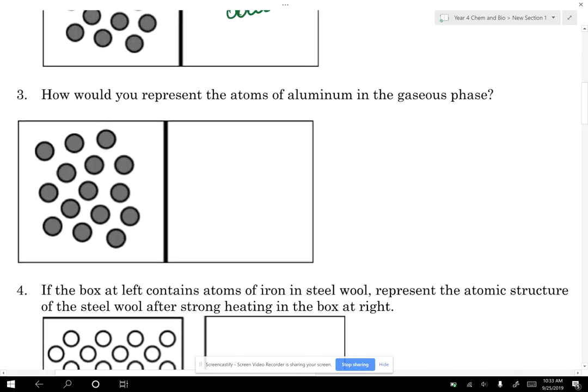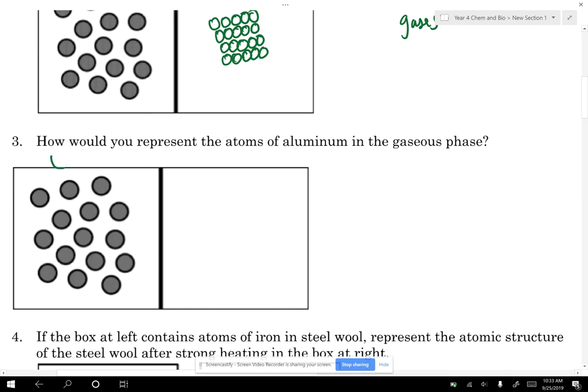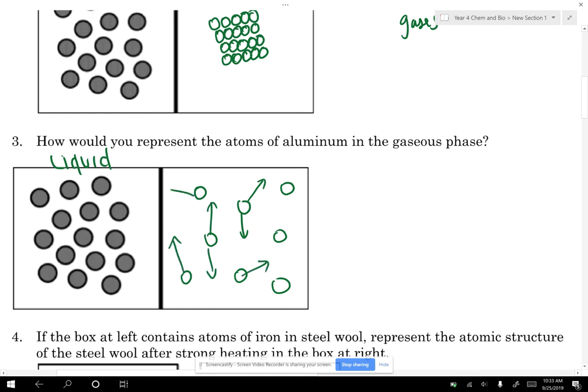This again is going to be liquid. And we're going to represent these atoms in a gaseous phase. If they are a gas, these atoms are more spread out and they are moving very quickly in all different directions. So all of these gaseous atoms are moving quickly.